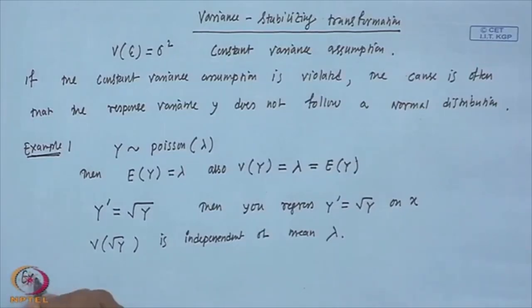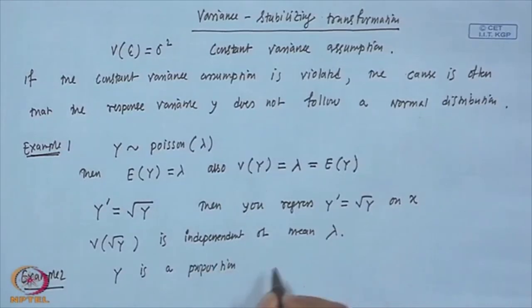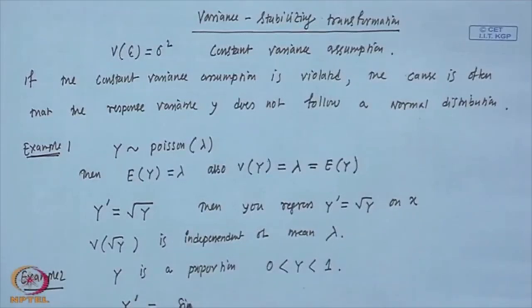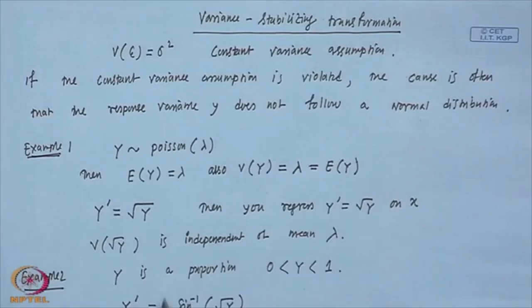Okay. So, the second example, example 2. Suppose the response variable y is a proportion between 0 and 1. When y is a proportion between 0 and 1, we have seen in the residual plot that the residual plot sort of follows a double bow pattern. And here we take the transformation y prime, which is equal to sine inverse square root of y, to make the variance of the response variable constant.